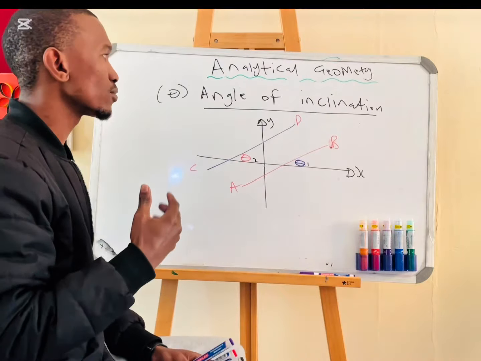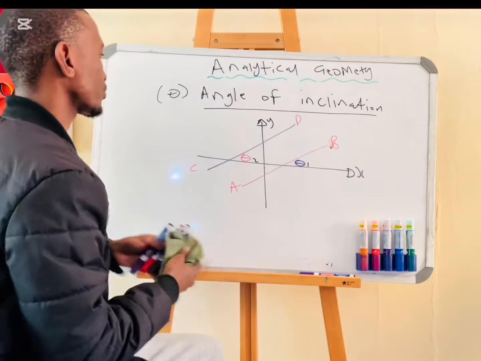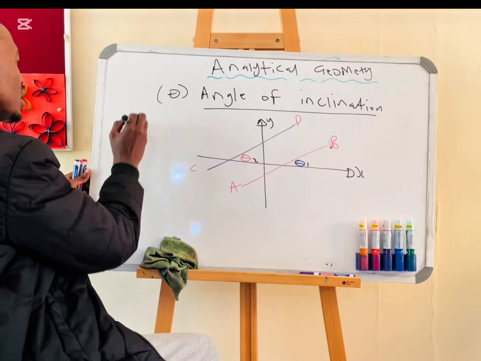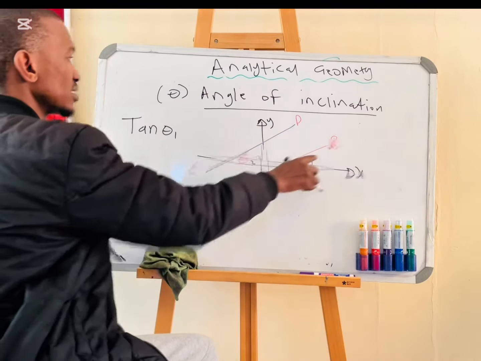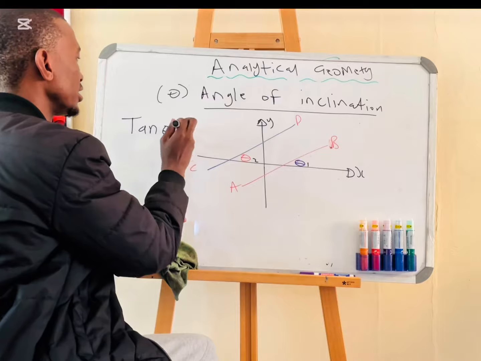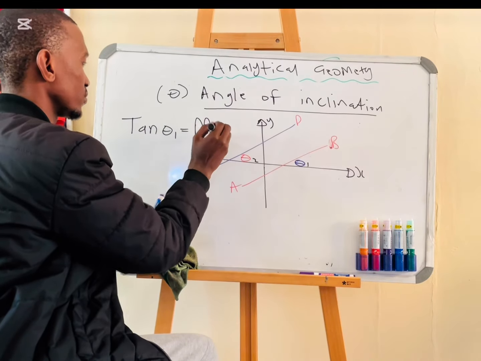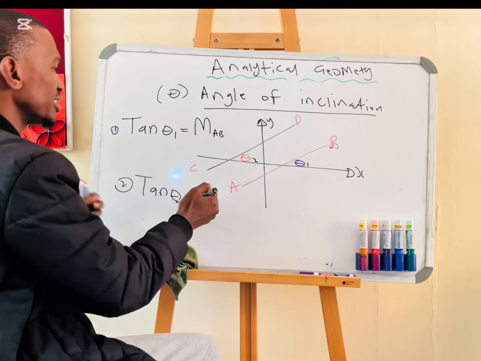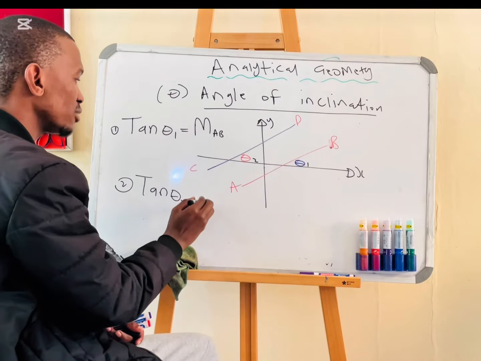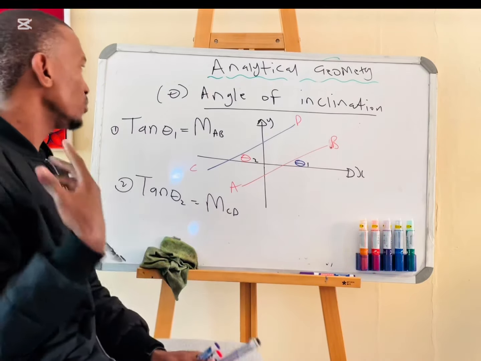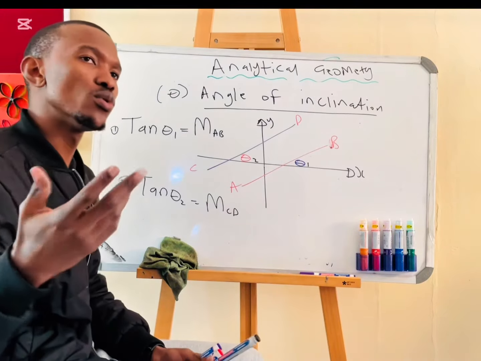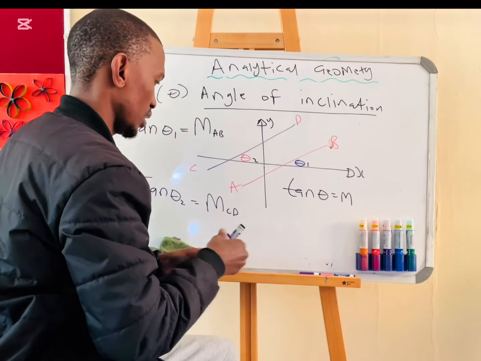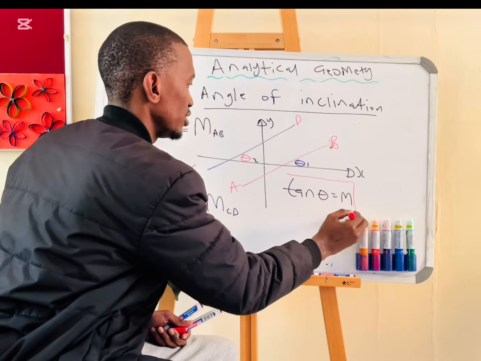So what is the definition of an angle of inclination? Let me write it down. Before I write it down, can I give you guys the formula? Here's the formula. Tan theta 1, since it is made by the line AB, is going to be equal to the gradient of AB. Number 2, tan theta 2, which is made by the line CD, is going to be the gradient of CD. So the formula that they will give you in the textbooks and study guides is always tan theta equals m. I will just use a red marker to denote it, guys.